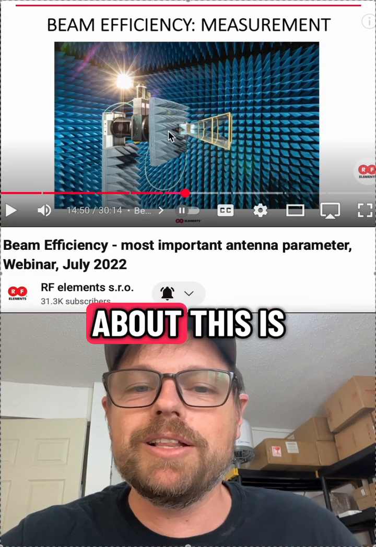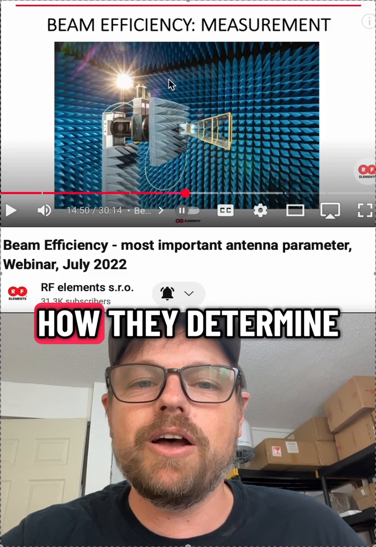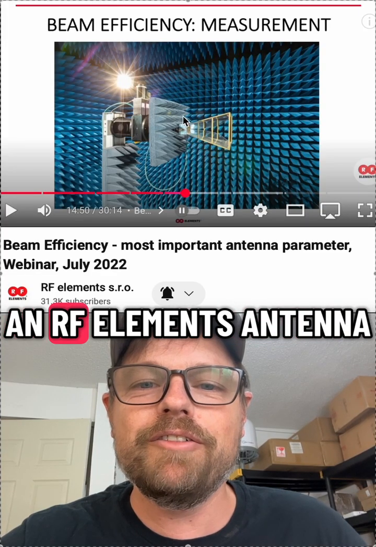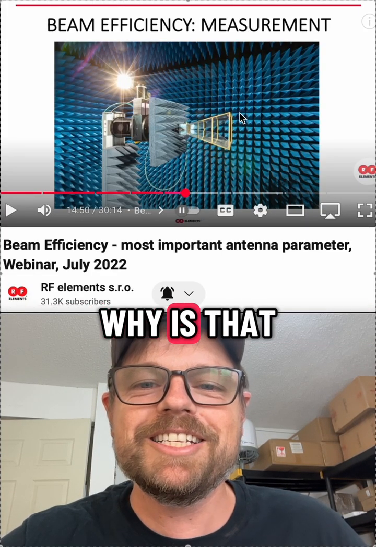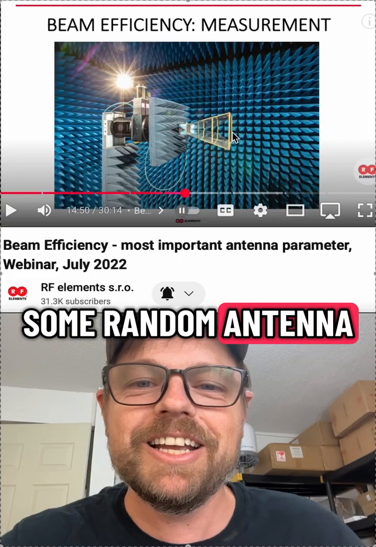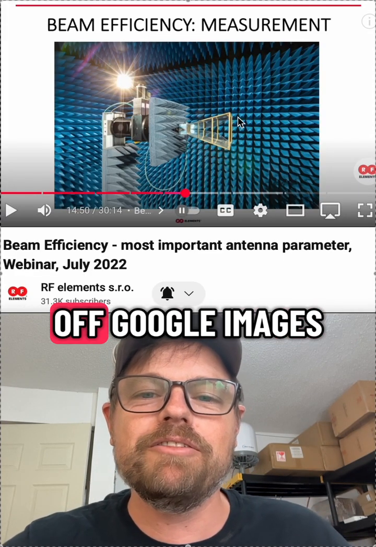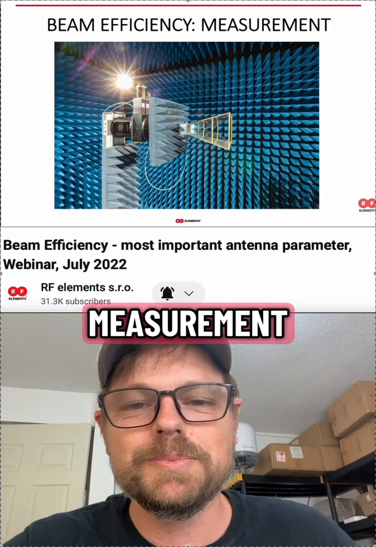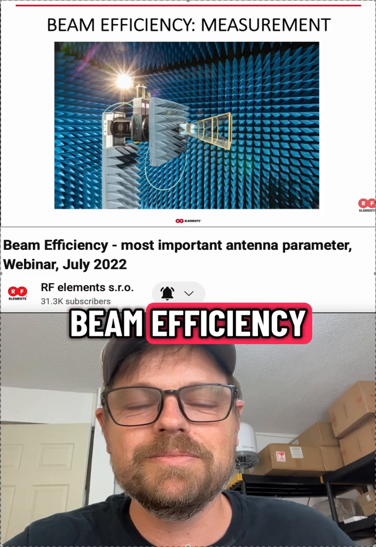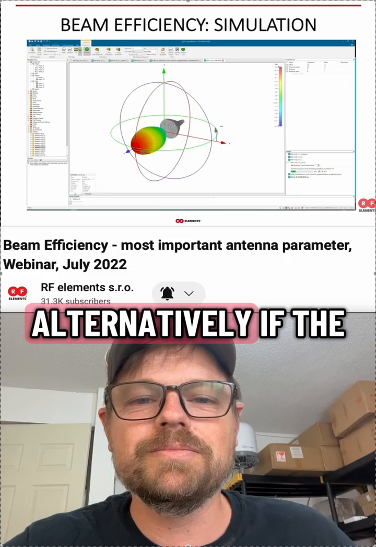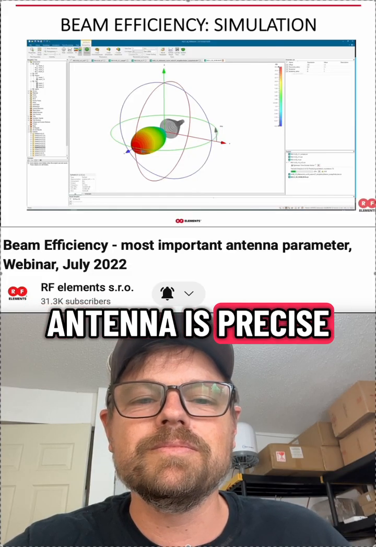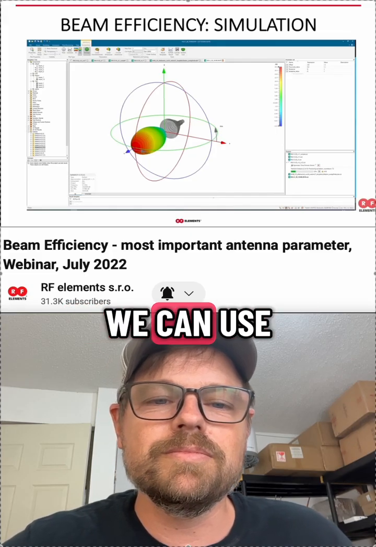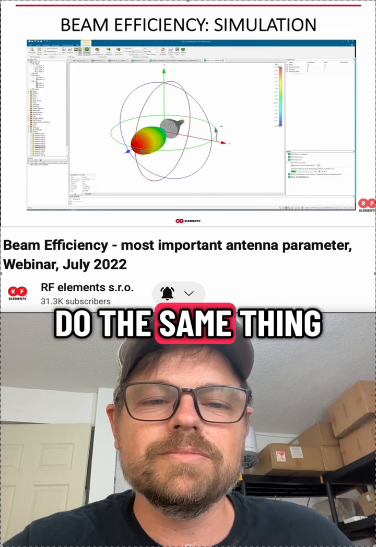The curious thing about this is if this is how they determine beam efficiency, why isn't that an RF Elements antenna? Why is that some random antenna that it looks like they picked off Google Images? Based on the measurement, we can calculate the beam efficiency. Alternatively, if the model of an antenna is precise, or let's say an antenna is simple enough, we can use simulation software to do the same thing.